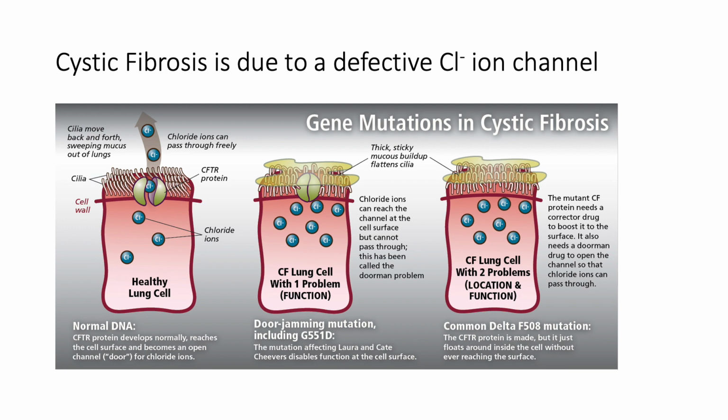The other thing I want to mention is that if you look on the right-hand side, it says the common mutation is delta F508. That's a deletion of a codon, which causes the loss of phenylalanine at position 508. So here again we have an example of a single loss of an amino acid which completely destroys the function of the protein, because of the shape and everything we talked about earlier when we talked about proteins.